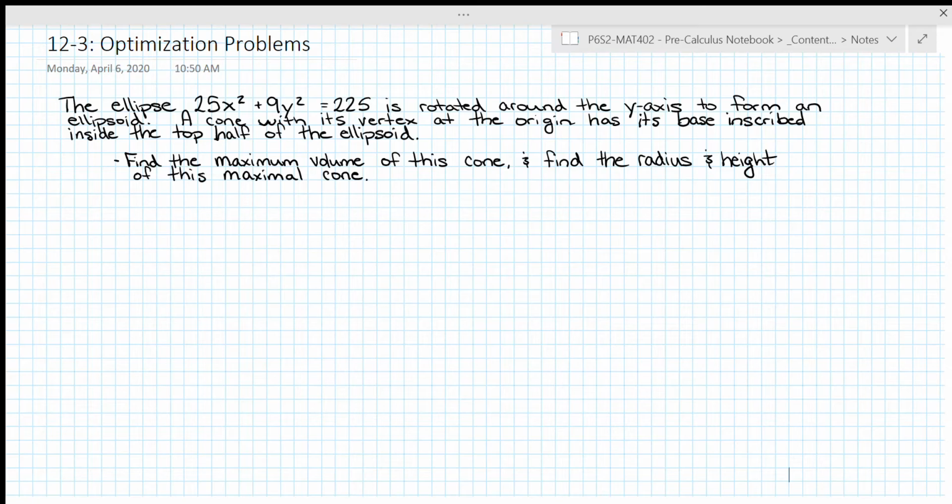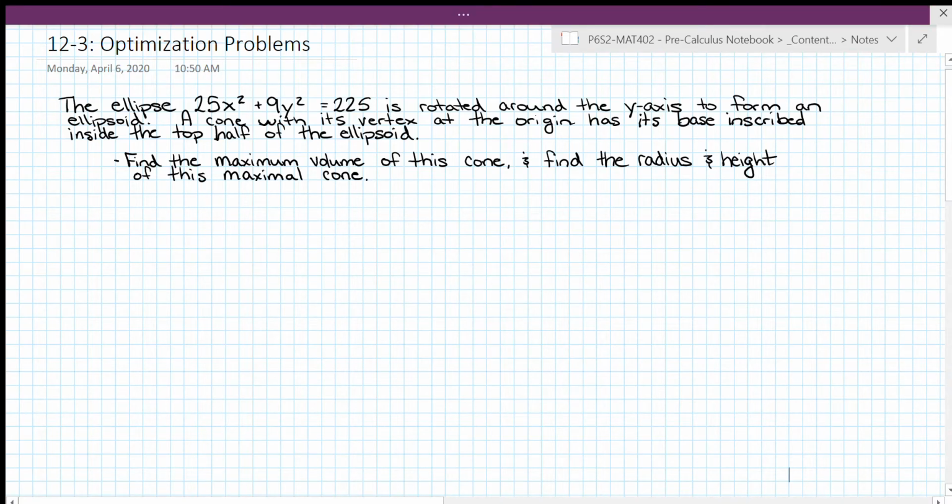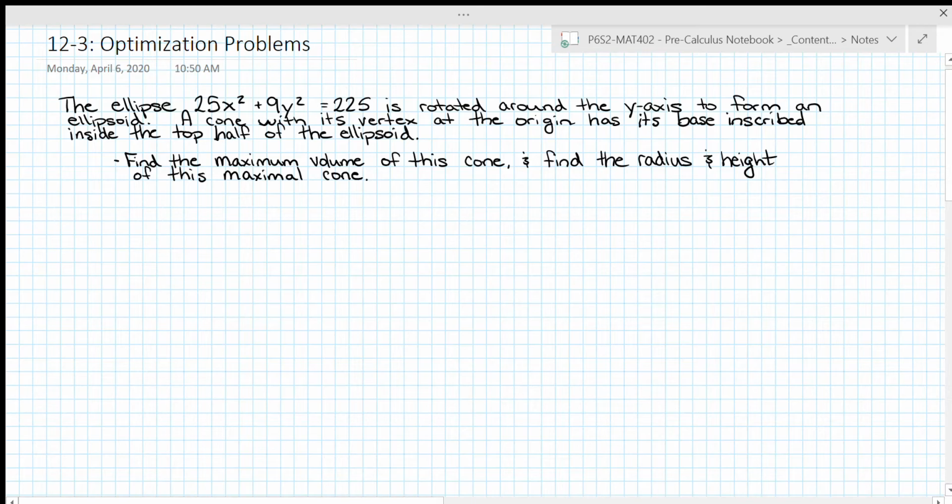an ellipsoid. So the problem written up here says we have an ellipse given by this equation, 25x squared plus 9y squared equals 225, rotate it around the y-axis. So kind of think about, right, we have this ellipse that we're going to draw. We're going to rotate it around the y-axis to form an ellipsoid. The cone with its vertex at the origin has its base inscribed inside the top half of the ellipsoid, and we're trying to find the biggest one by volume and find the radius and height that gives this thing.